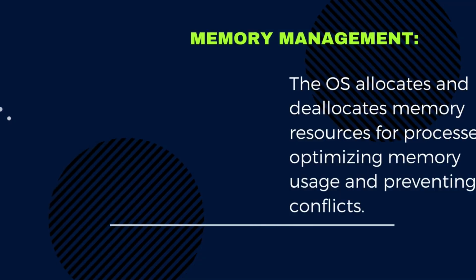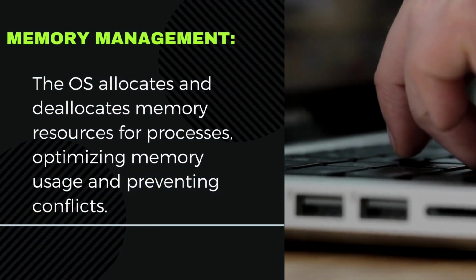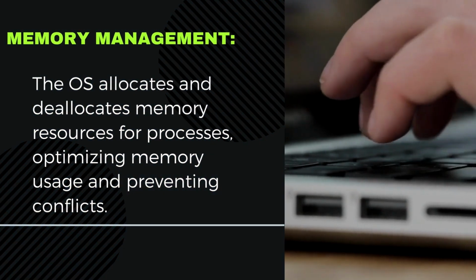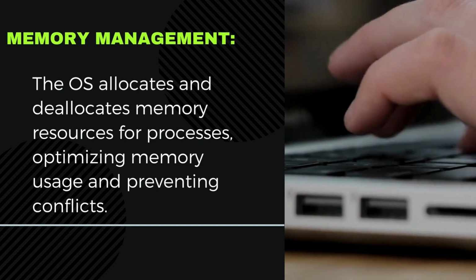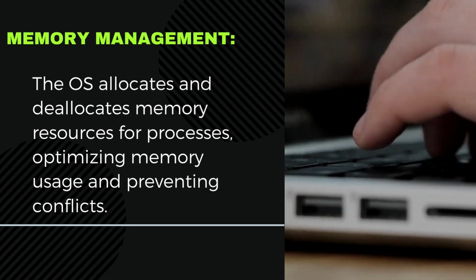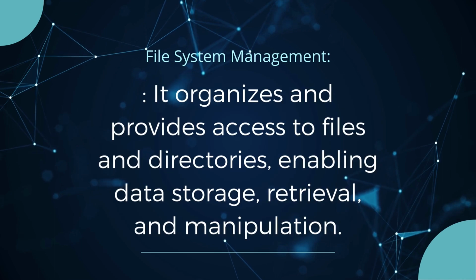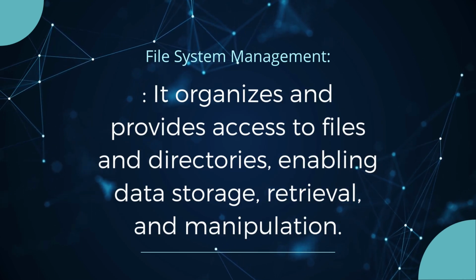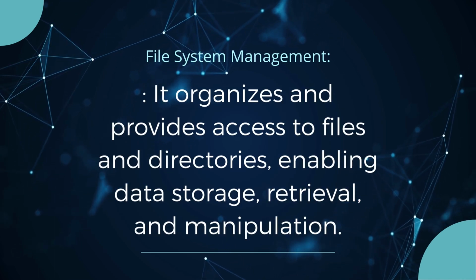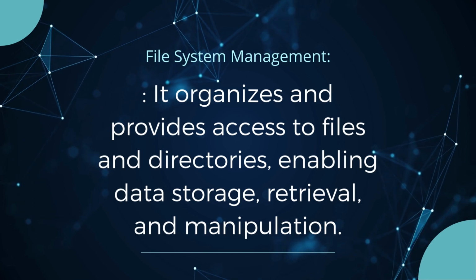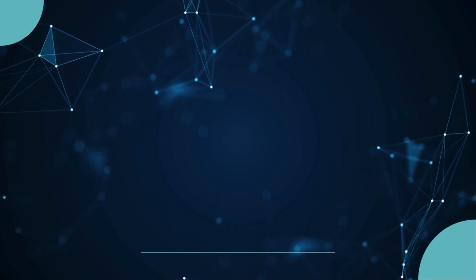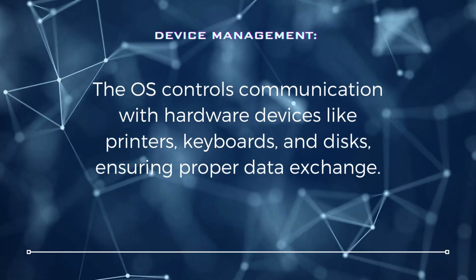The third is memory management. The operating system allocates and deallocates memory resources for processes, optimizing memory usage and preventing conflicts. The fourth is file system management that organizes and provides access to files and directories, enabling data storage, retrieval, and manipulation. The fifth is device management.